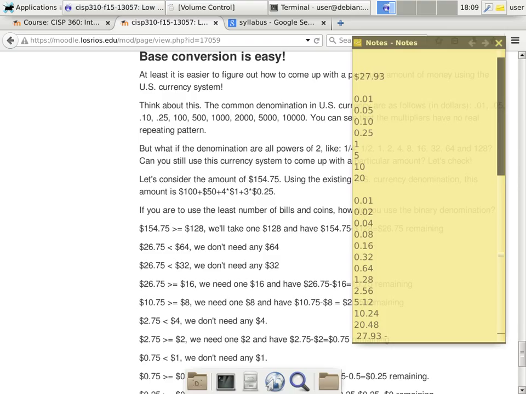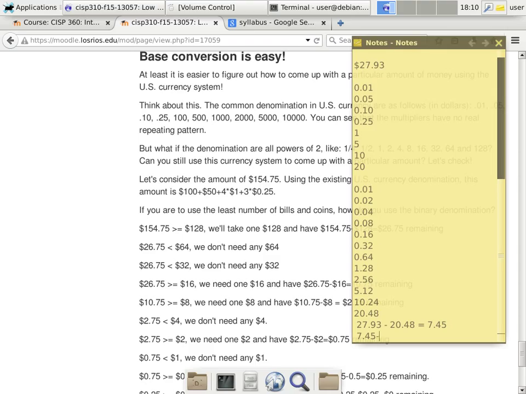Is 27.93 greater than or equal to $20.48? Yes. We'll take one of those. So what is the difference? What is left over? $7.45. Okay, so you look at $7.45. Do I even want to look at 1024? No, because 1024 is more than 745, so we don't even need to consider it.